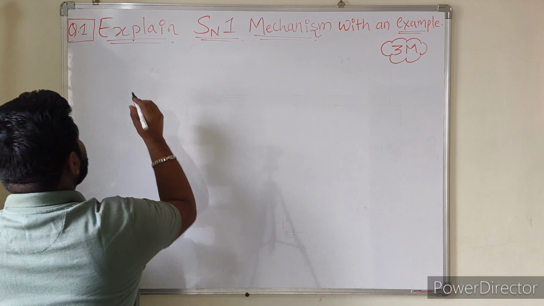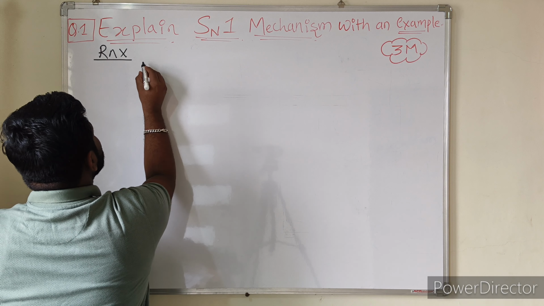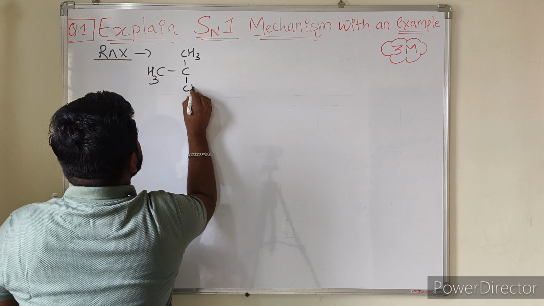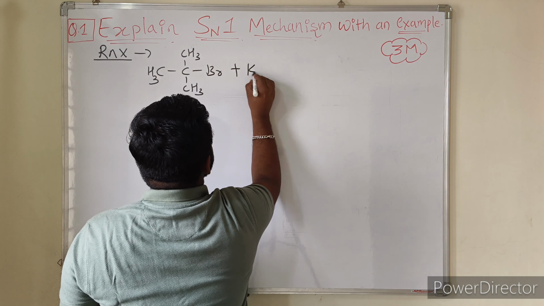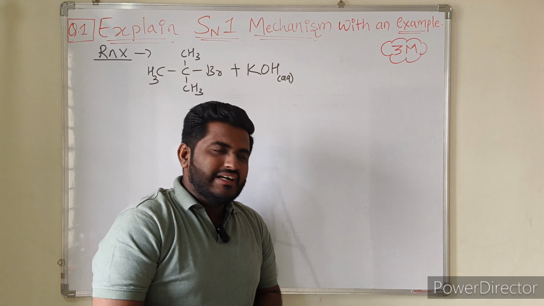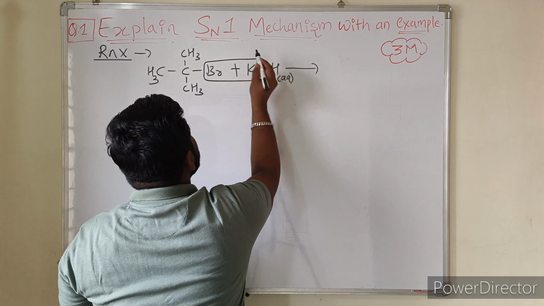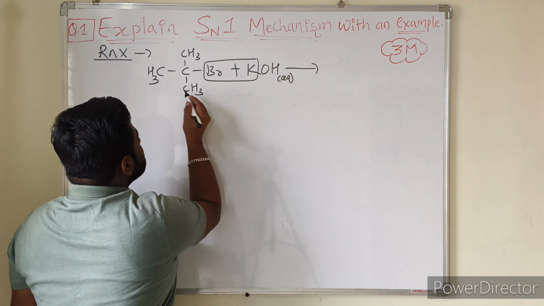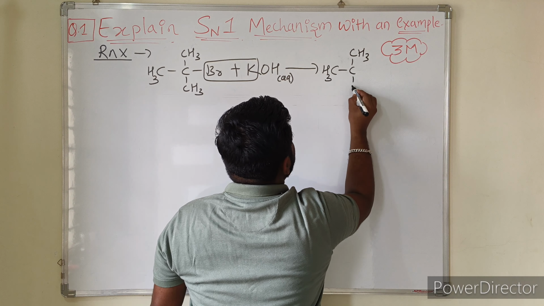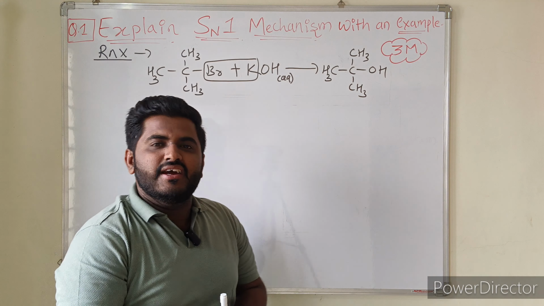Before going to the mechanism, first of all you have to write the reaction. Take tertiary butyl bromide and treat it with any base like KOH, aqueous KOH or NaOH. Then what you are expecting? The Br and K eliminate as KBr and OH attaches here. Tertiary butyl bromide gives tertiary butyl alcohol. How it takes place, we are going to discuss in today's class.